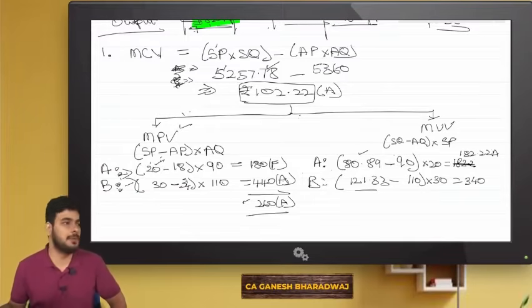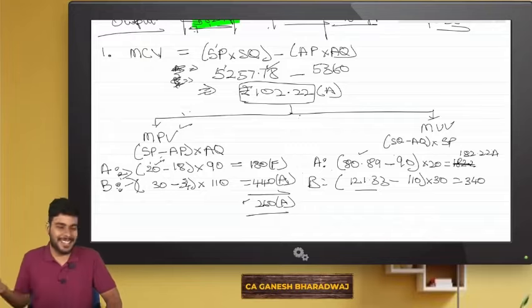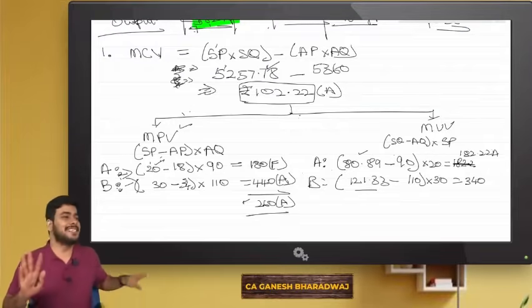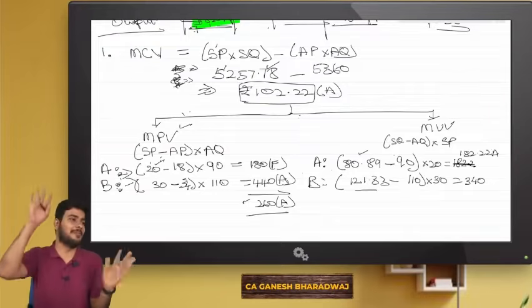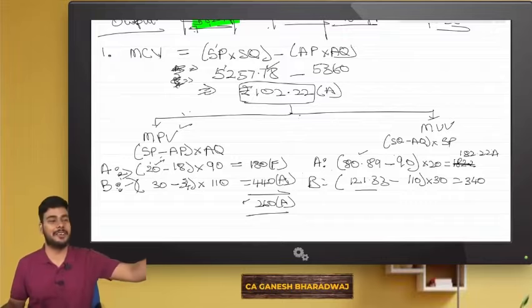Fine, 340. If you want, you can retain the decimal, 339.9999. Yes, that you can do. But just to ensure, if you add these two, you get the top figure. That alone you take care of. For that, whatever it takes, you do it.